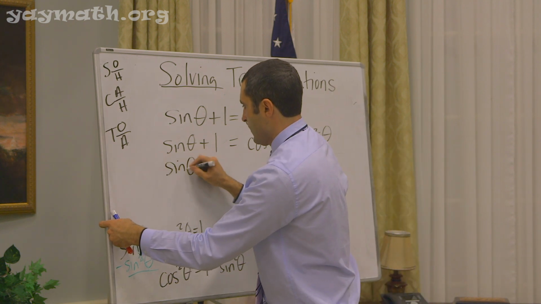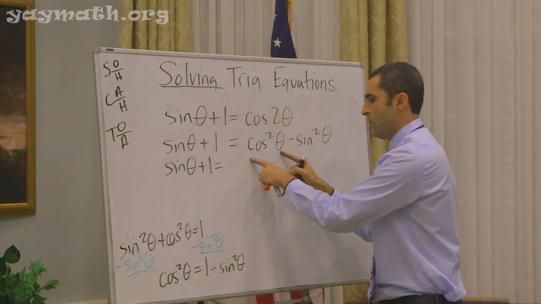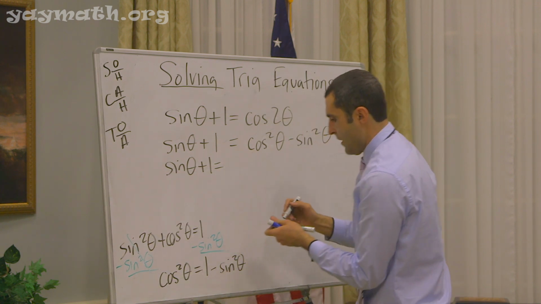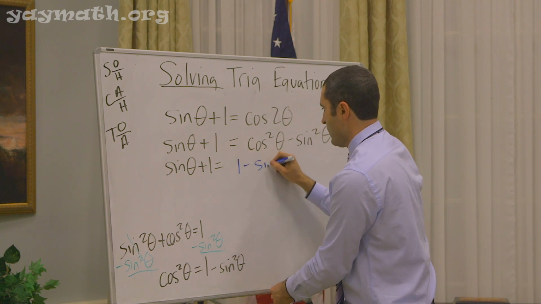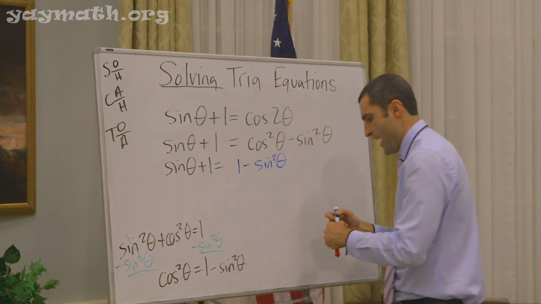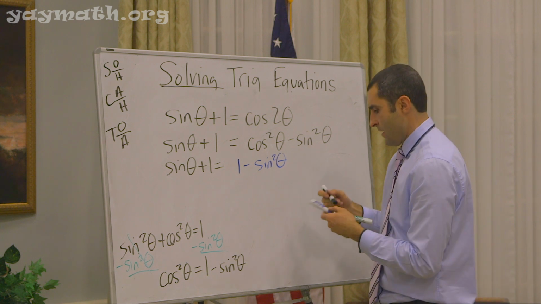Sine theta plus 1 equals 1 minus sine squared theta. Put it in blue. Yeah, it pops. 1 minus sine squared theta. Good. Back to black. Minus sine theta, minus sine squared.